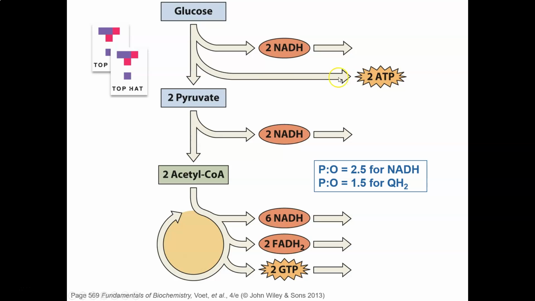Remember, we have some ATPs too. In glycolysis, we get 2 ATPs. For 1 turn of the citric acid cycle, we get 1 GTP. So we get 2 turns per mole of glucose. So that gives us 2 GTPs, and GTPs are energetically equivalent to ATP. So pause the presentation now, and then come back and see if your values agree with what I'm going to show you in the next slide.